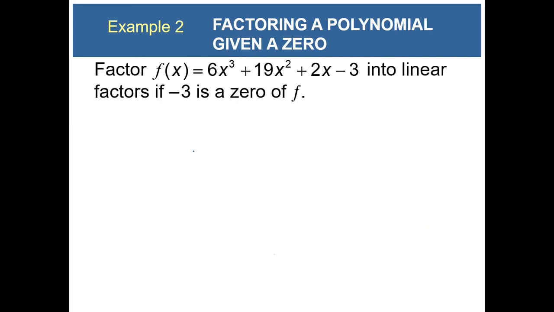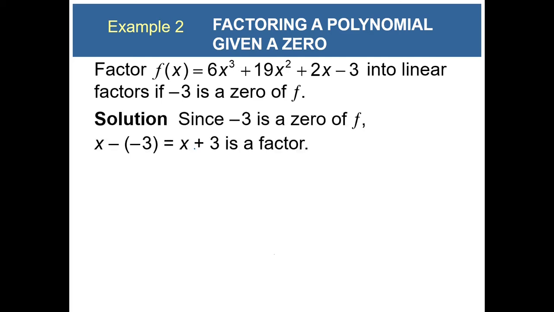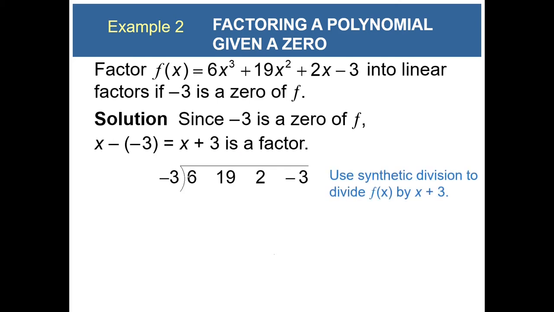Example 2. Factor f of x equals 6x cubed plus 19x squared plus 2x minus 3 into linear factors if negative 3 is a 0 of f. Since negative 3 is a 0 of f of x, we have that x minus a negative 3, or x plus 3, is a factor. So we'll use synthetic division with negative 3 as our divisor, and we'll put our coefficients 6, 19, 2, and negative 3 inside our symbol. And we'll use synthetic division.